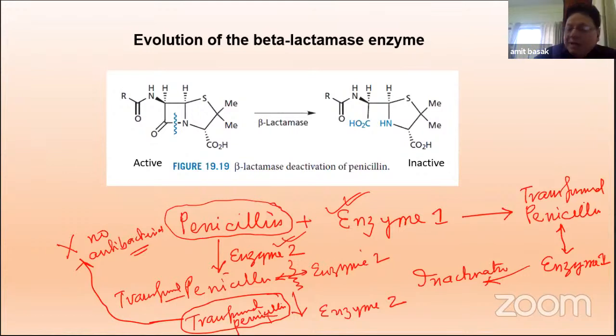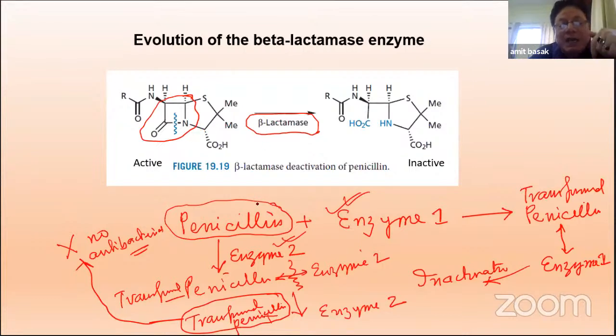Okay, the second enzyme has a name. I am actually not telling you the name, but now let me name these enzymes. It is called a beta-lactamase, because this is a ring called a beta-lactam ring, because any cyclic amide is called a lactam. Like any cyclic ester is called a lactone. Similarly, cyclic amide is called a lactam. Okay, penicillin has a 4-membered ring, so that is called a beta-lactam.